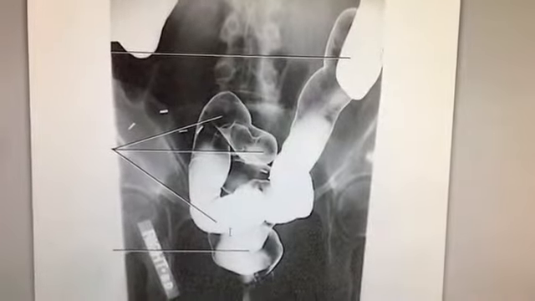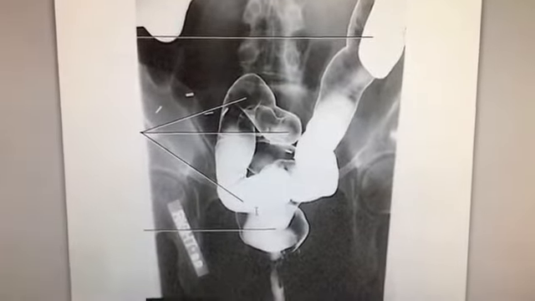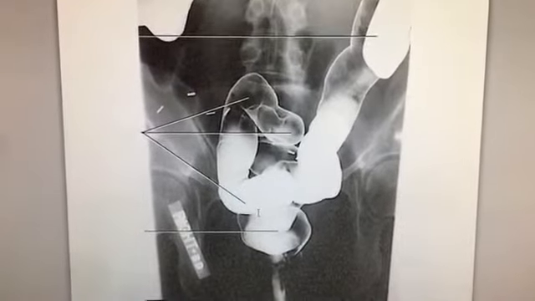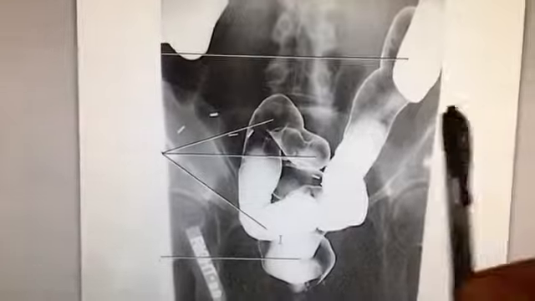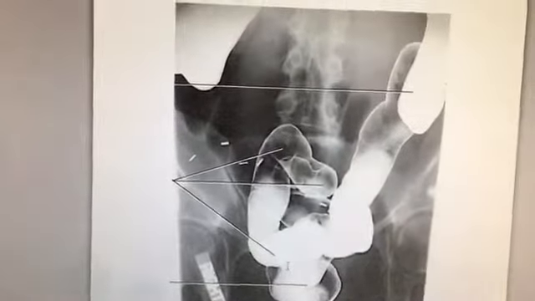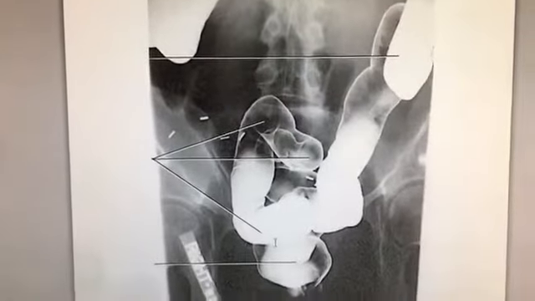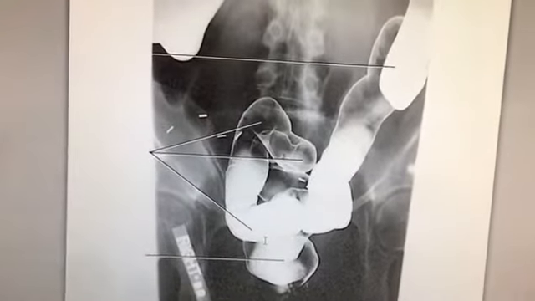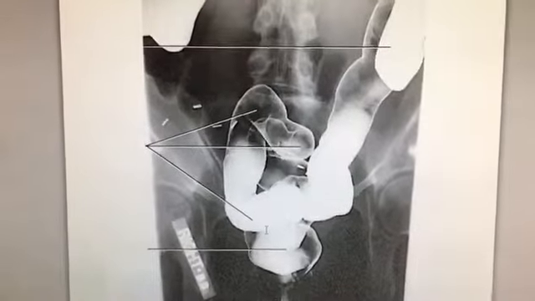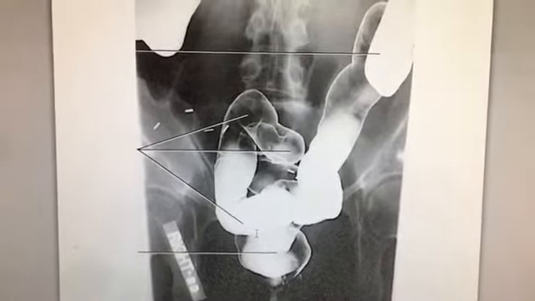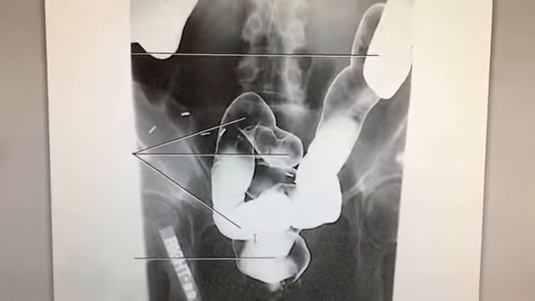Our next projection is the AP axial projection. For this, the central ray is going to be angled 30 to 40 degrees caudad. We're still centered at the midline as seen by the vertebral column, and we're still centered at the level of the iliac crest. The axial projection is going to show the rectosigmoid area free from superposition.